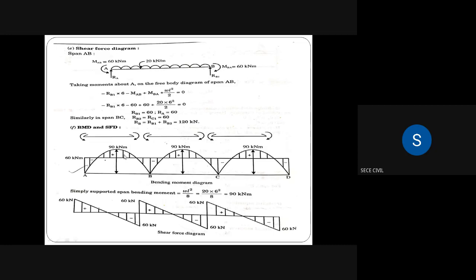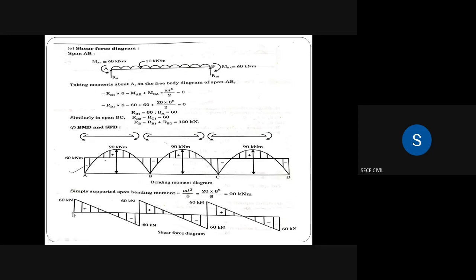After drawing the simply supported bending moment diagram, next is the final bending moment diagram. MAB is minus 60: left to right, negative value, above the baseline, so minus 60. MBA is plus 60: right to left, positive value. For all the spans it is a horizontal line: minus 60 plus 60, minus 60 plus 60, here also minus 60 plus 60. After drawing the bending moment diagram, the next step is the shear force diagram.